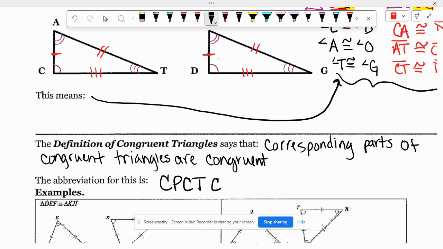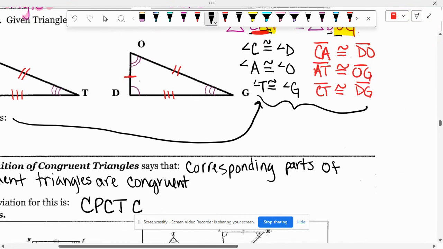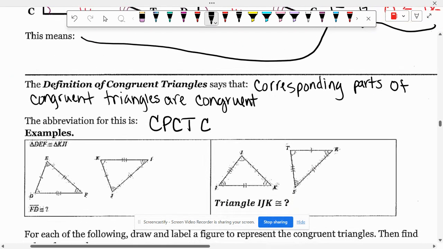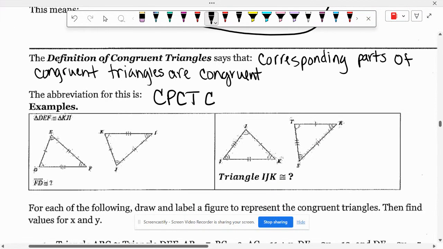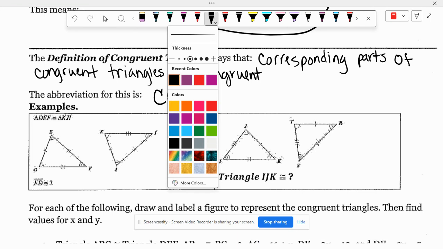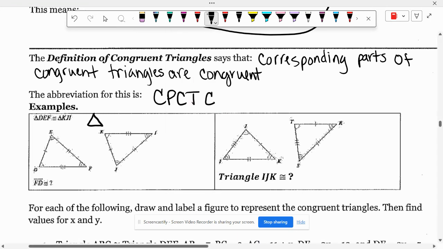I'm going to try to use at least three different colors pretty consistently. It might be better for you to have a couple of different colors out. I don't know how your brain works. My brain works in color. So this first example is written really tiny, so I'm going to write it bigger. It says triangle DEF is congruent to triangle KJI.